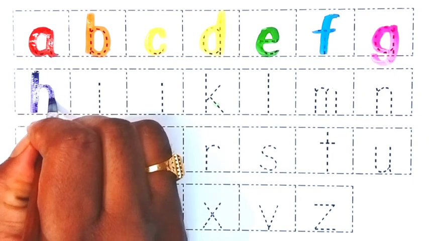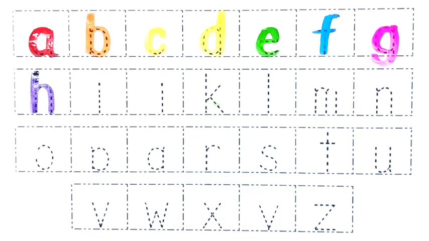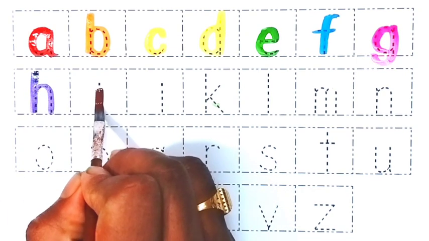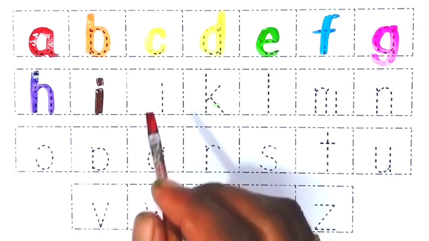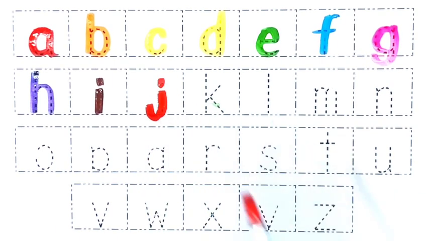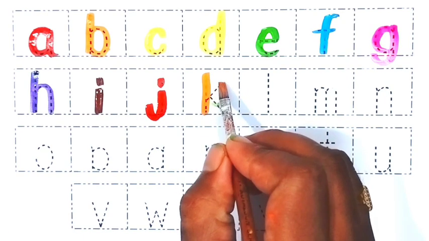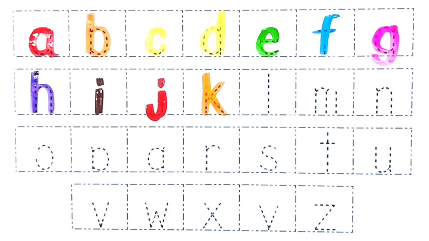H for helicopter. I for insect. J for jelly. K for kite.